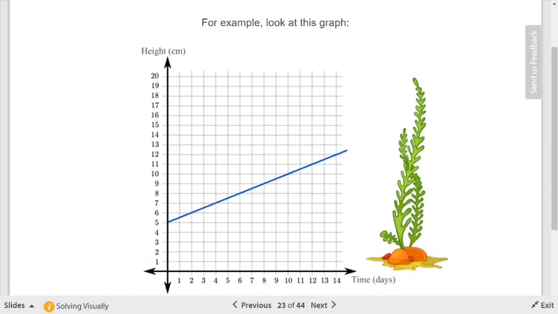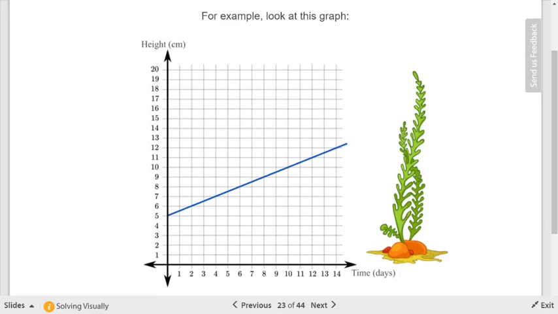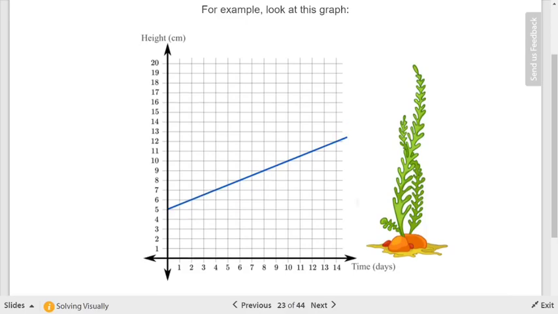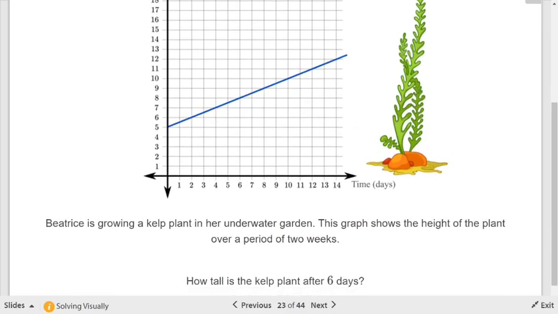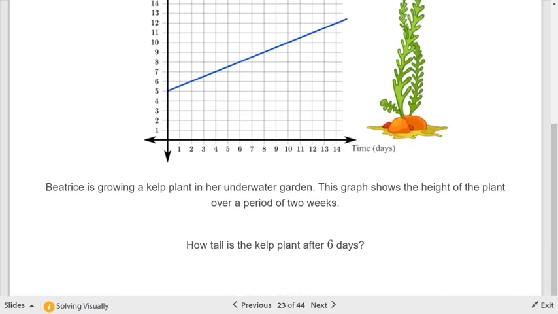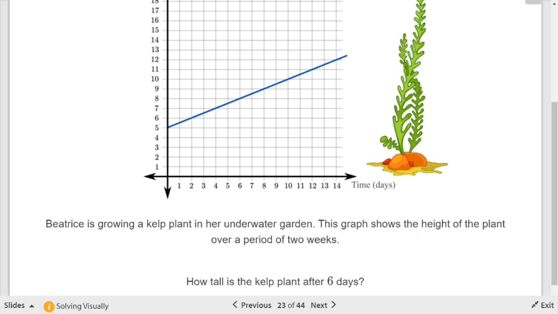Okay? Now, look at this one. So here we have a graph. It has a y-intercept, but does it have an x-intercept? No. And one reason it doesn't have an x-intercept is because we're measuring time, and height of a plant. So let's look at the question. Beatrice is growing a kelp plant in her underwater garden. The graph shows the height of the plant over a period of 2 weeks. How tall is the kelp plant after 6 days?